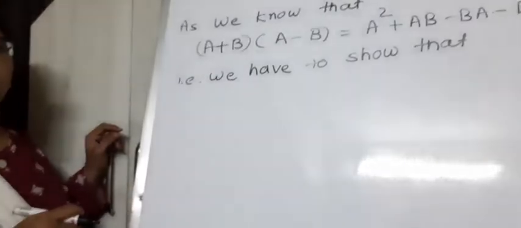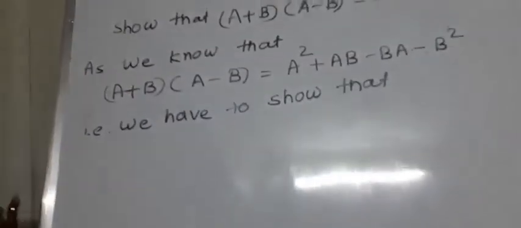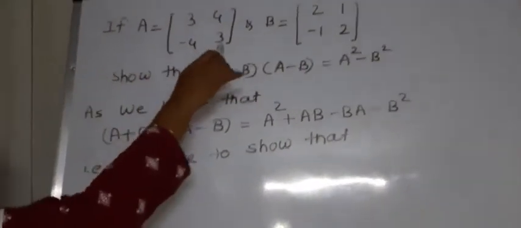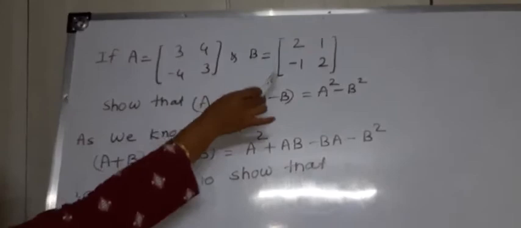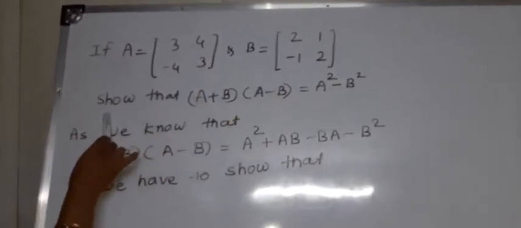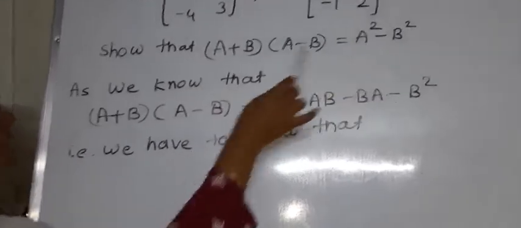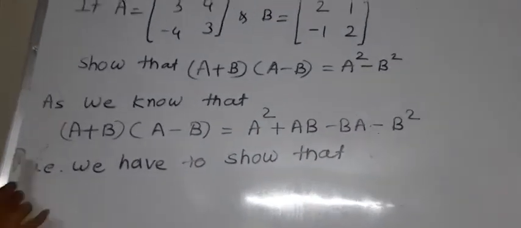Now next example we will see. Next example: if capital A is equal to [3, 4; minus 4, 3] and capital B is equal to [2, 1; minus 1, 2], here we have to show that A plus B into A minus B is equal to A square minus B square.